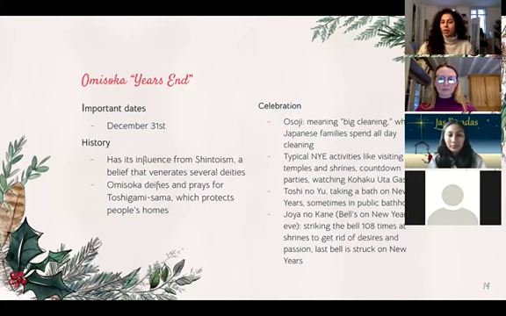Finally, this day is marked by the Joya no Kane, which is the bells on New Year's Eve. The bells are struck 108 times, and this number is specific to get rid of all the desires and passions, like the sins that we've accumulated throughout the year. And then the last bell is struck at the end to mark the New Year, for a new beginning, as we're moving towards a new, clean year.